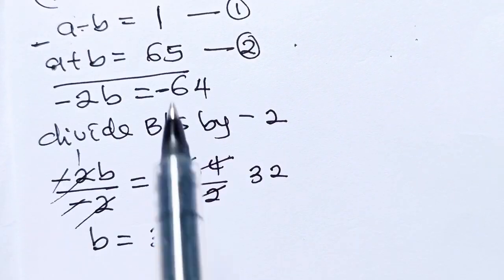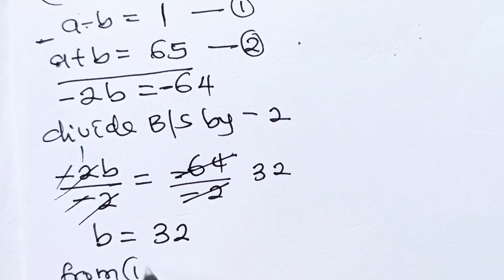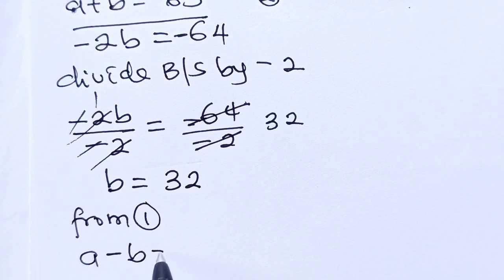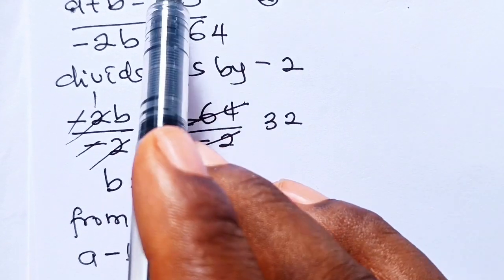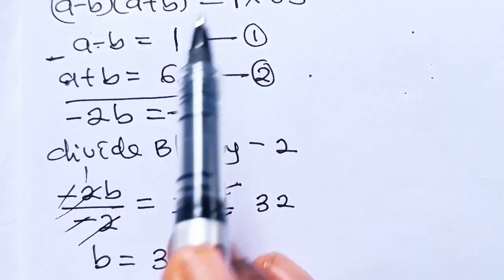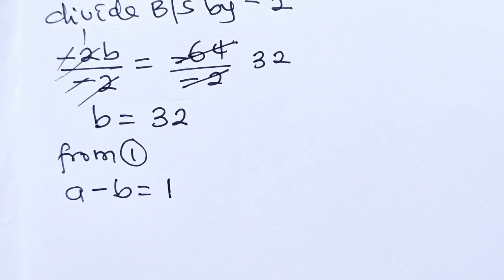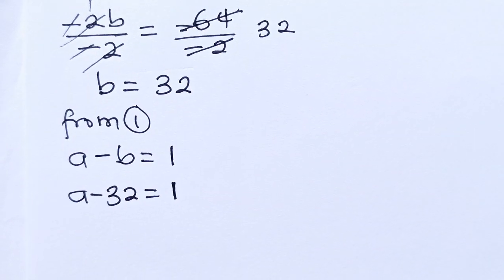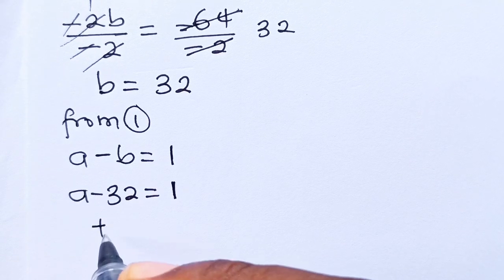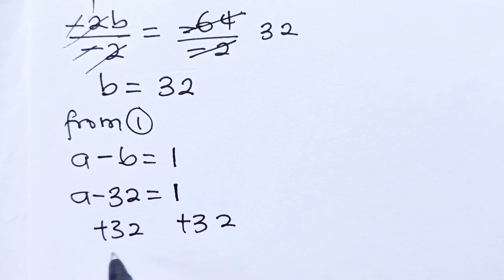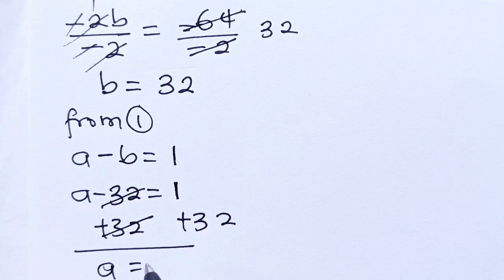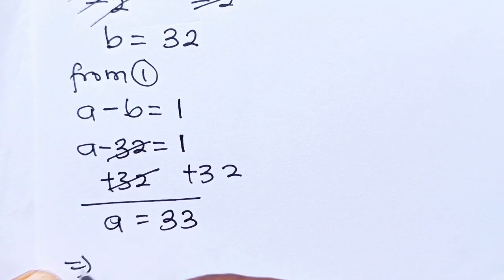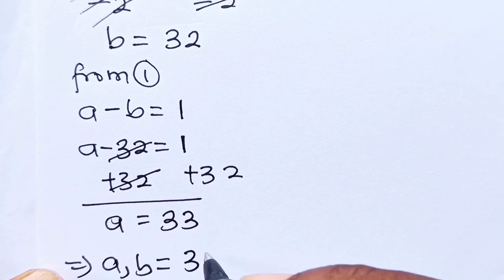Then from equation 1, a minus b is equal to 1. According to equation 1, a minus b is equal to 1, so we have a minus 32 is equal to 1. Now let us add 32 to both sides, so we have plus 32 plus 32. We cancel this, and we have a is equal to 1 plus 32, which is equal to 33. So for case 1, this implies that a comma b is equal to 33 comma 32.